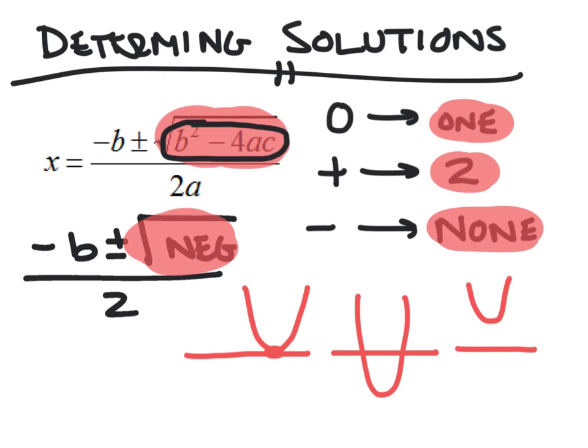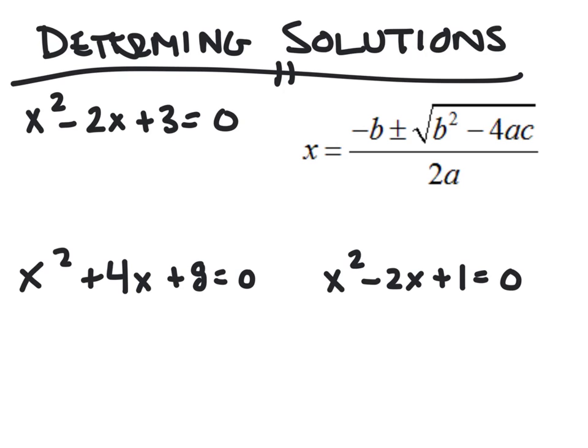Let me show you some examples on how to do this. So the discriminant is just simply this piece right here. And all you're going to determine is if you get a 0, a positive, or a negative. And that's going to inform you how many answers you can expect when you solve the problem. So let's try this out.